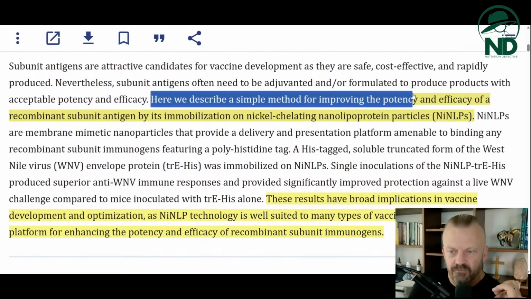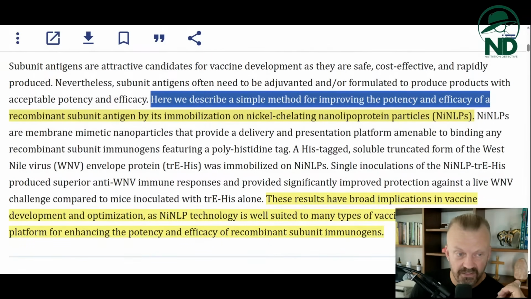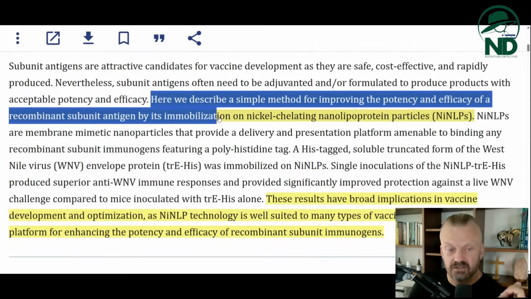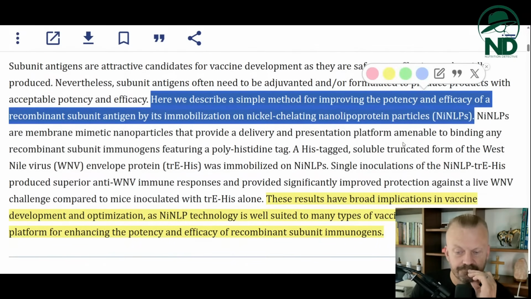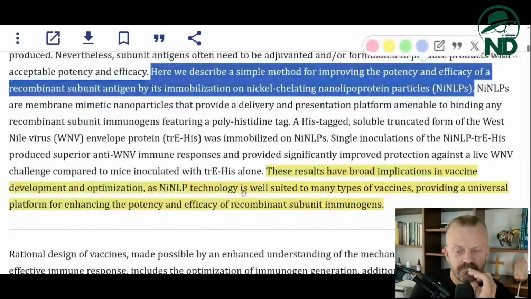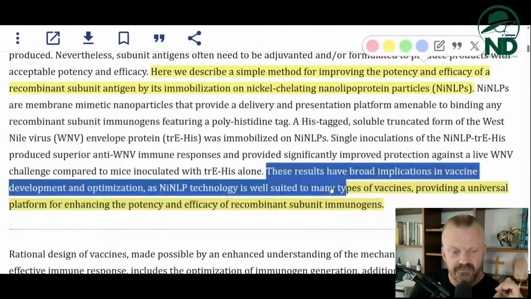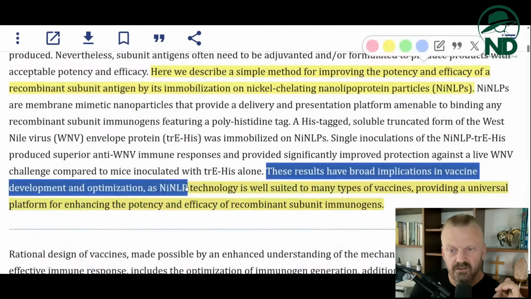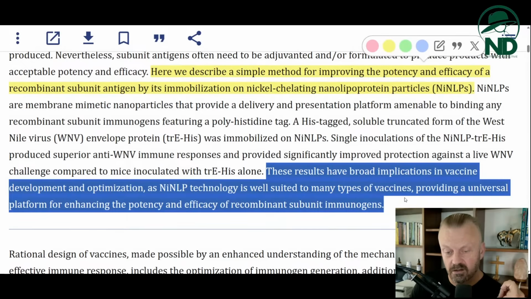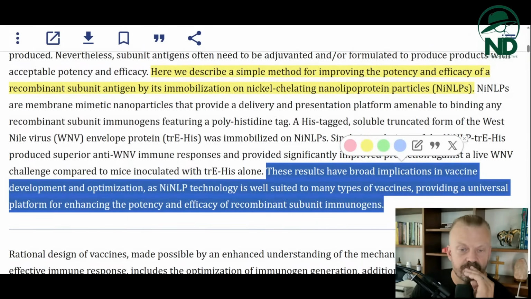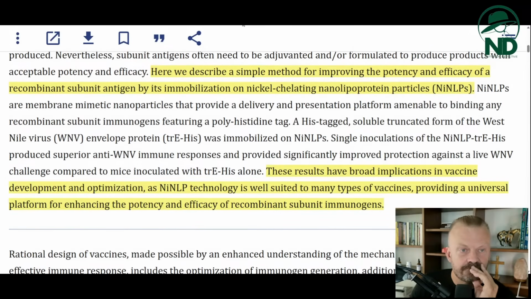Here we describe a simple method for improving the potency and efficacy, as in your immune system freaks out more when they put it in you, of a recombinant subunit antigen by its immobilization on nickel chelating nanolipoprotein particles. These results have broad implications in vaccine development and optimization, as nickel nanolipoprotein particle technology is well suited to many types of vaccines, providing a universal platform for enhancing the potency and efficacy of recombinant subunit immunogens. There's one.